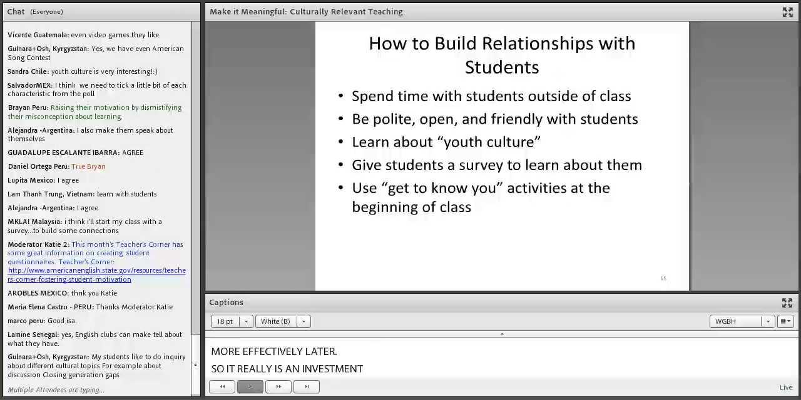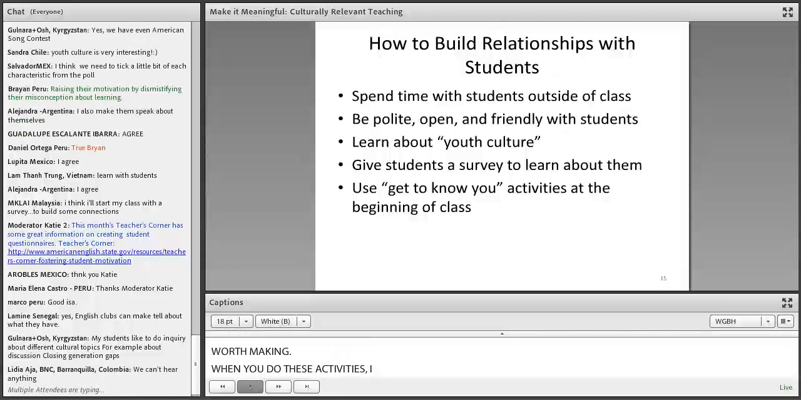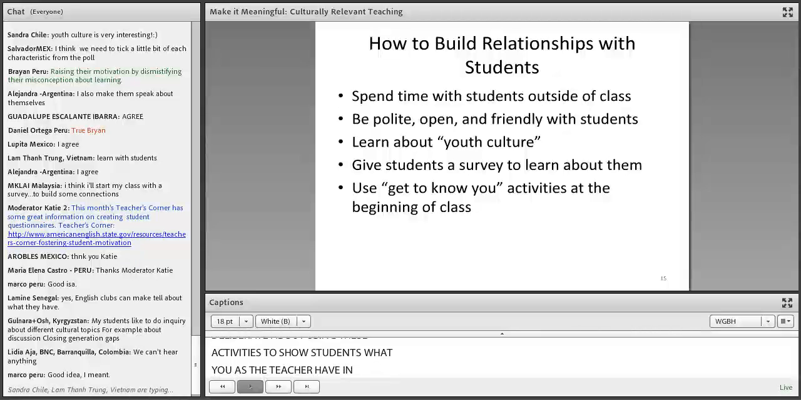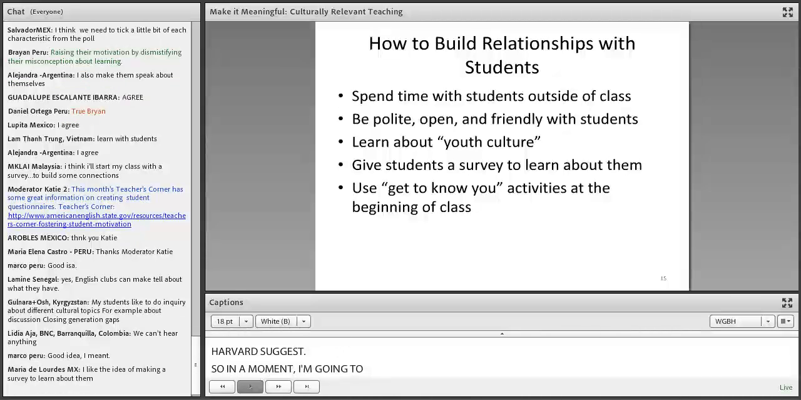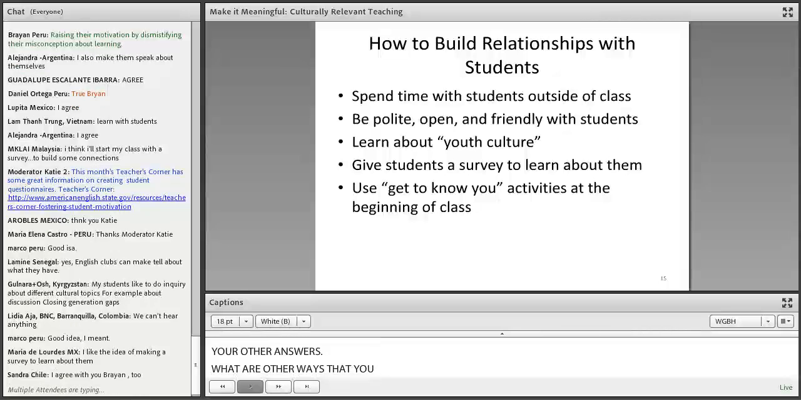When you do these activities, I encourage you to be more deliberate about using these activities to show students what you, as the teacher, have in common with them, like the researchers from Harvard suggest. So in a moment, I'm going to share an example activity you could use to do that. But first, I'd like to hear in the chat box about some of your other answers. What are other ways that you build relationships with students?